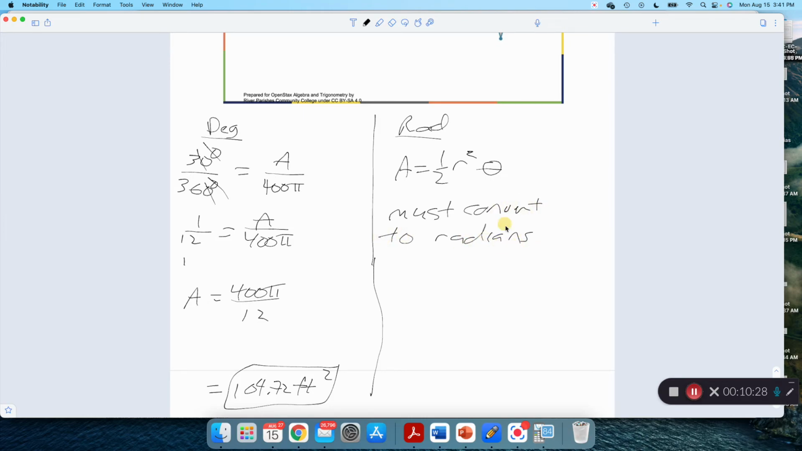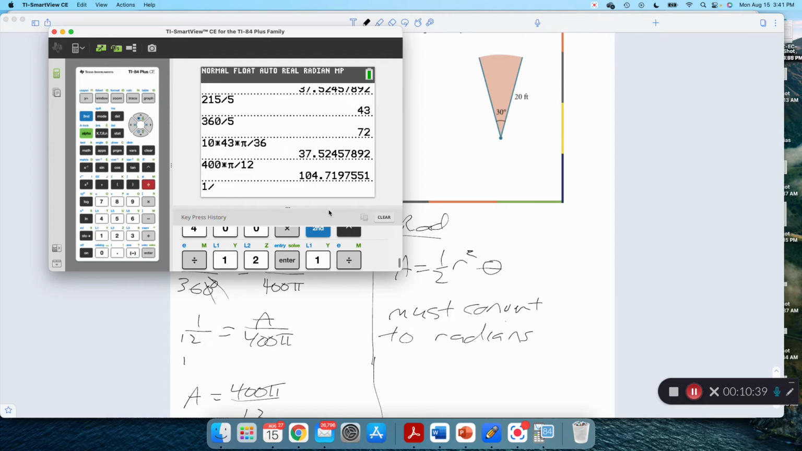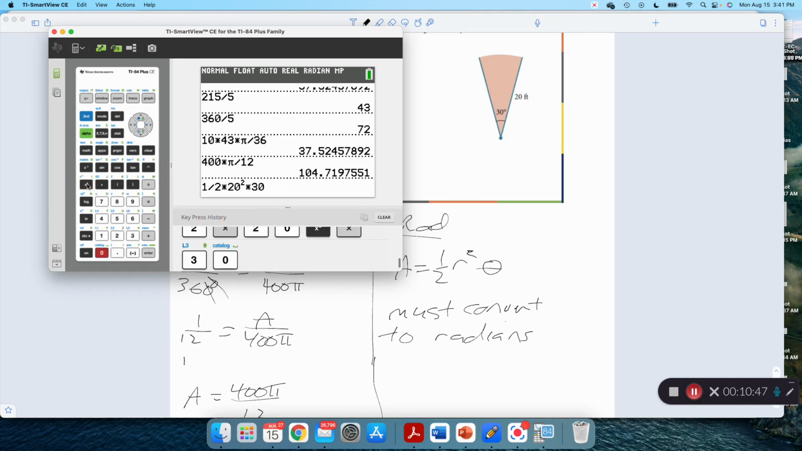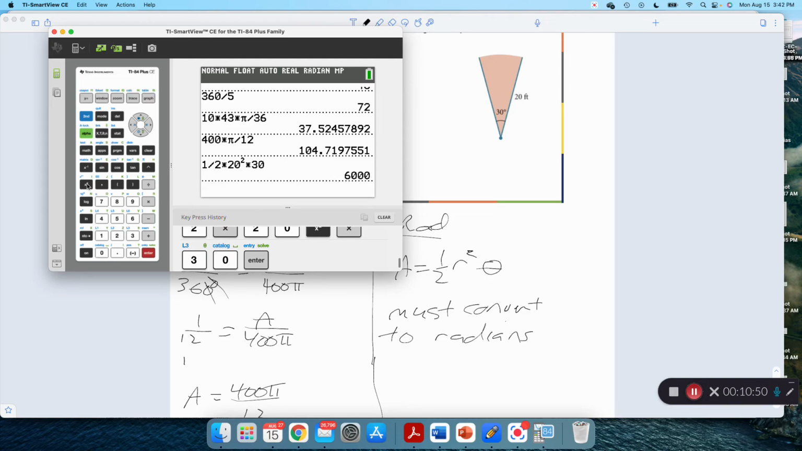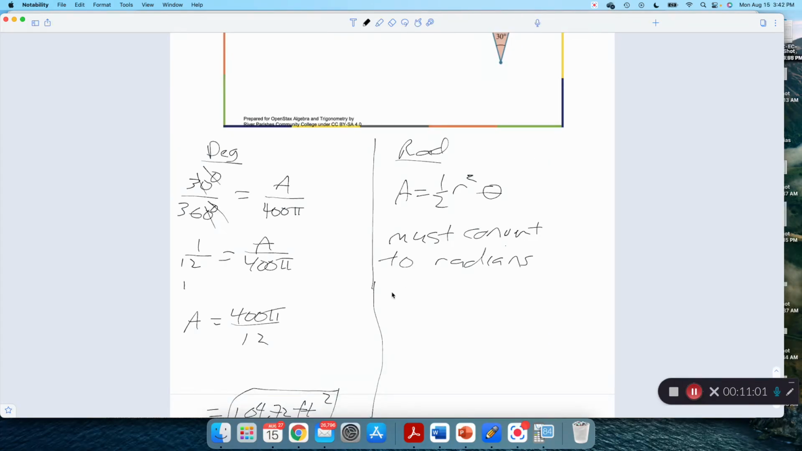Very common mistake here. People want to use this formula because it's simpler, but then they just want to use the 30. Look, let's take a look and see what happens. If I did 1/2 times r squared, like I'll even write it, 20 squared times 30, that's the wrong answer. It's not 6,000. The answer is 104. If we're going to use this formula, we have to convert to radians first. Well, it's a good thing we know 30 degrees is pi over 6 radians.